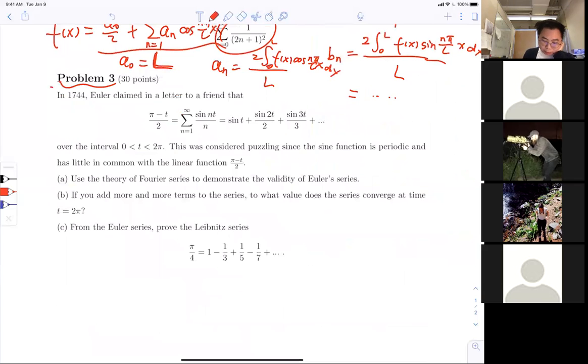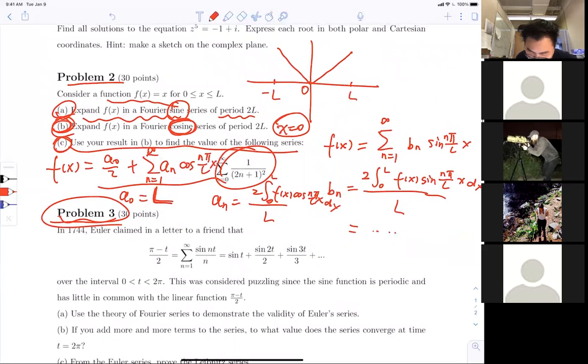So for problem 3... Wait, can I ask something about 2? Sure. Why is it 2 over L instead of 1 over 2L?